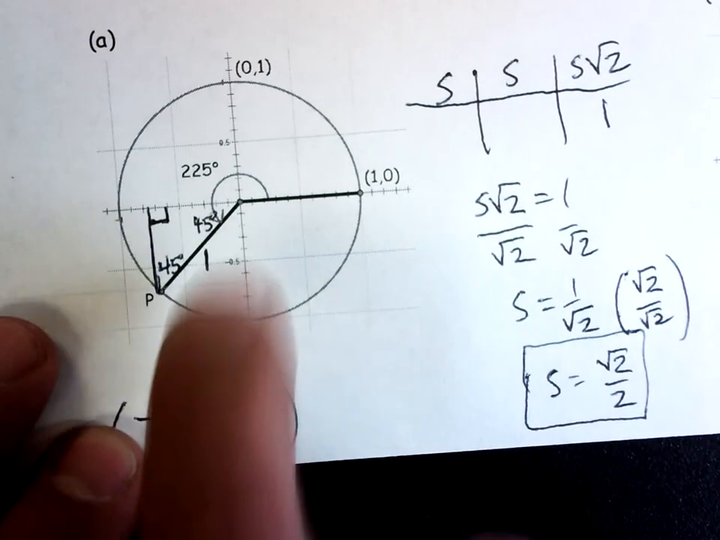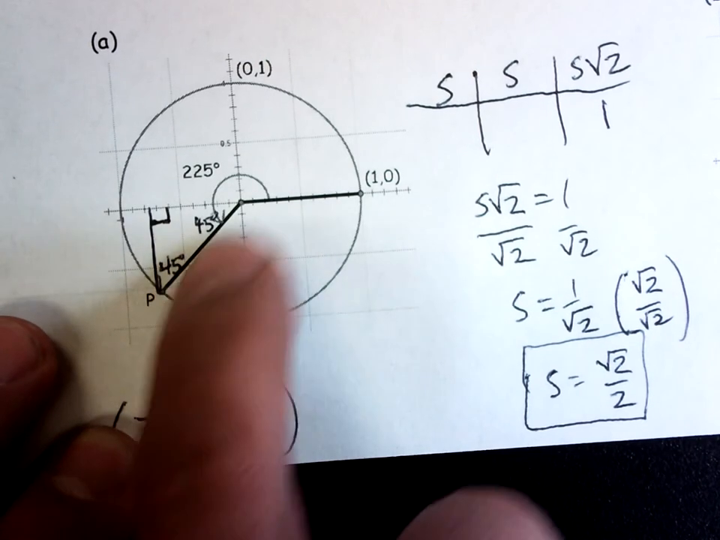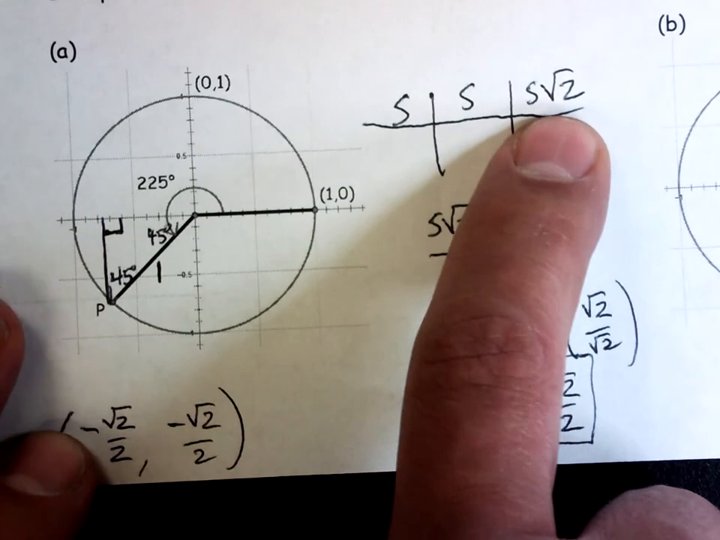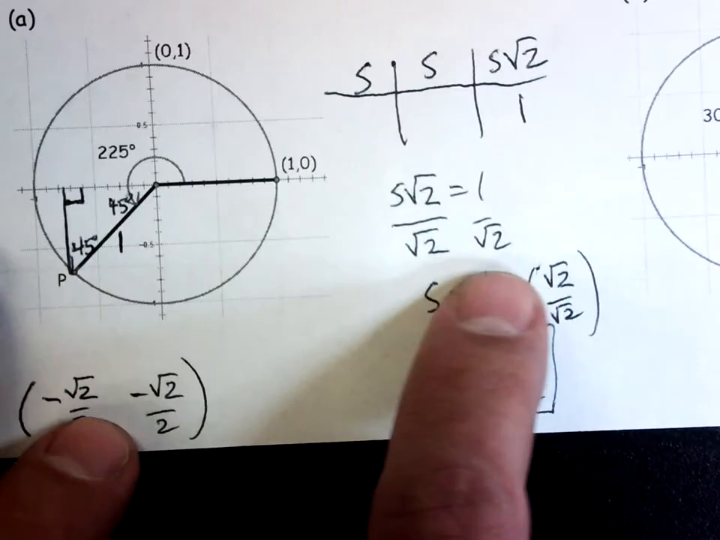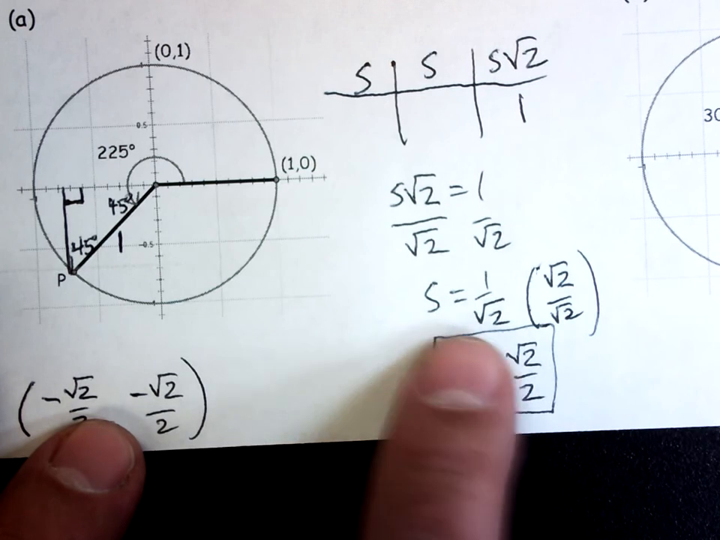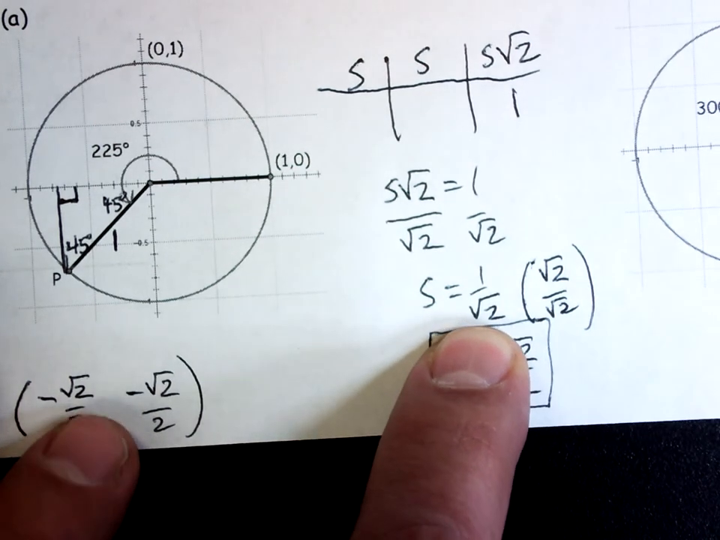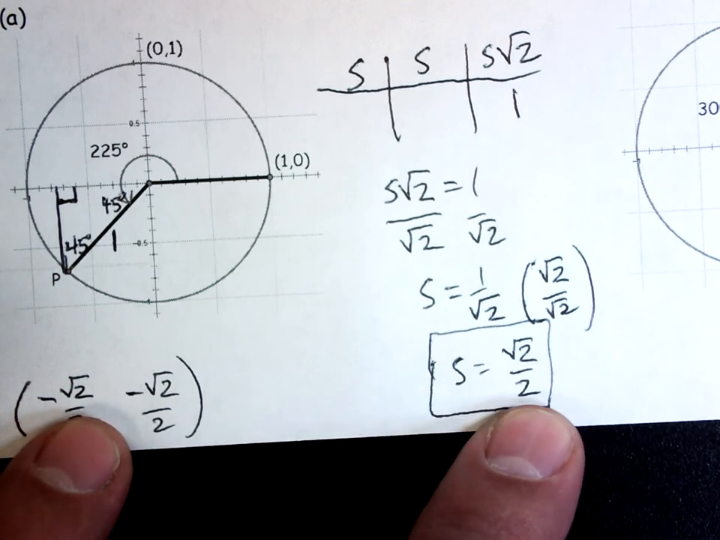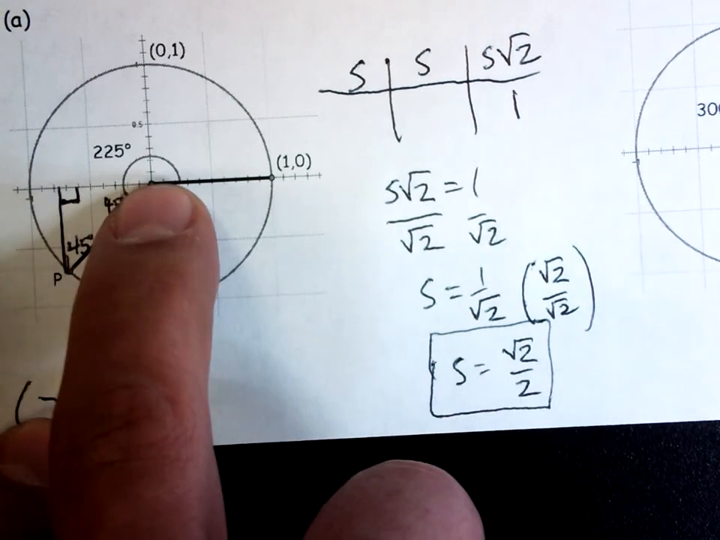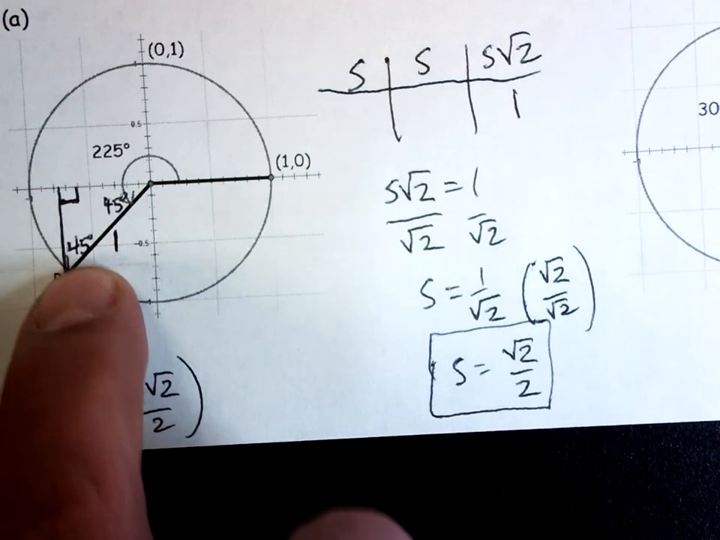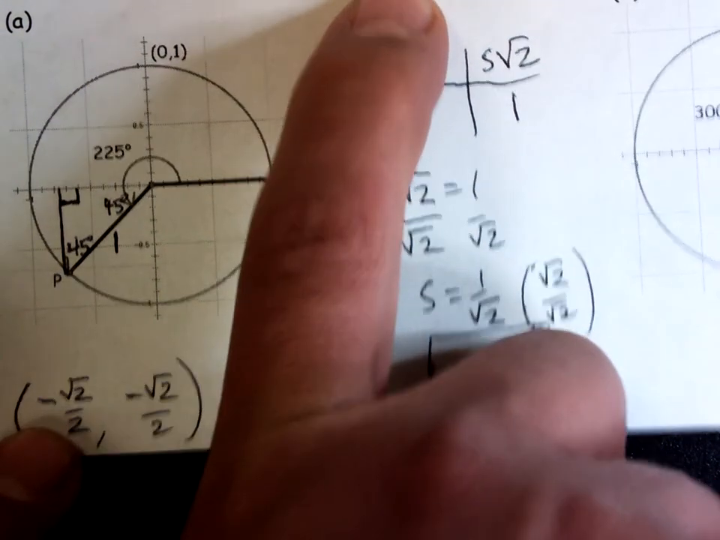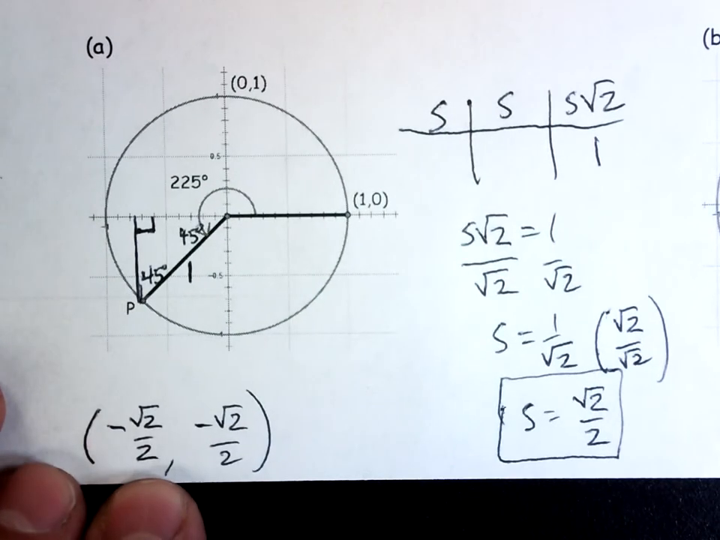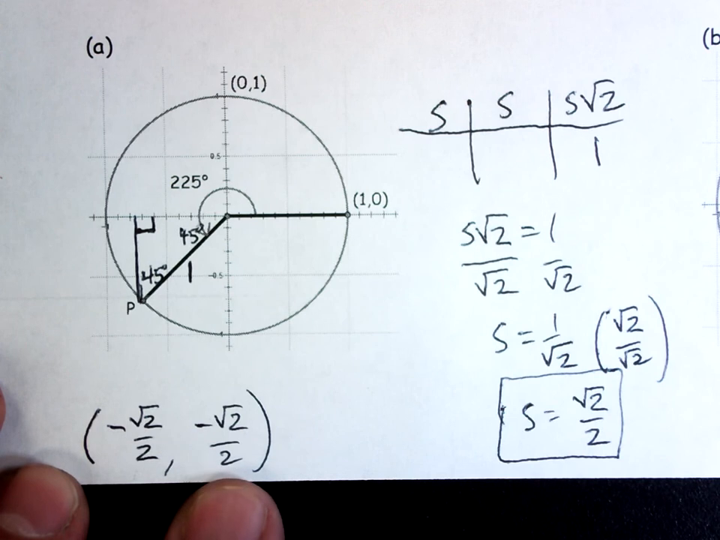I know what my hypotenuse is because that's just the radius of the circle, and we already know that the radius of the circle is 1. So then s root 2 is equal to 1. Divide both sides by root 2. You get s is equal to 1 over root 2. Multiply by root 2 over root 2, and you get s equals root 2 over 2. So that's how long this side is. That's how long this side is. So what are the coordinates of P? That was the question it asked us for. It's negative root 2 over 2 for x, and y is negative root 2 over 2 also.